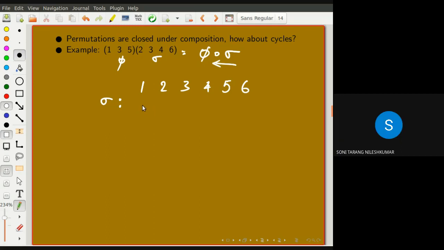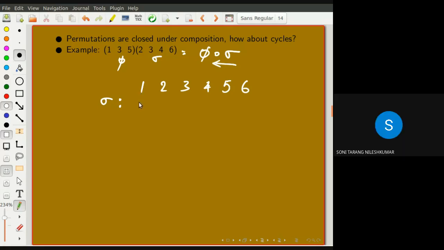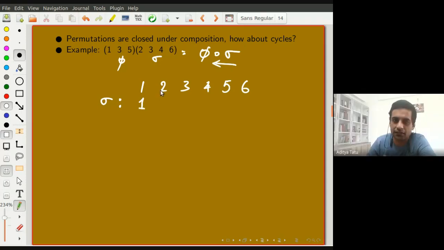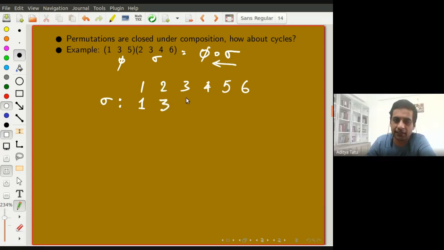Sigma maps 1, where does 1 go? Sir, it is map 2. Itself. Yes, itself. Nothing in the top cycle. Good. Then 2, 3, 3, 3, 4, 4, 4, 6, 6.